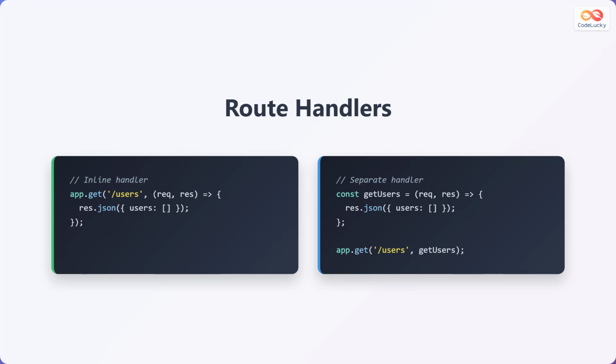Alternatively, we can use a separate handler by creating a function called getUsers. const getUsers = (req, res) => { res.json({ users: [] }) }. Then we pass the getUsers function as the route handler. app.get('/users', getUsers). Both approaches achieve the same result, but using separate handlers can improve code organization and reusability.